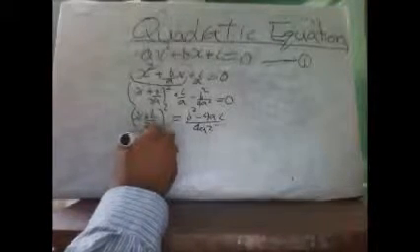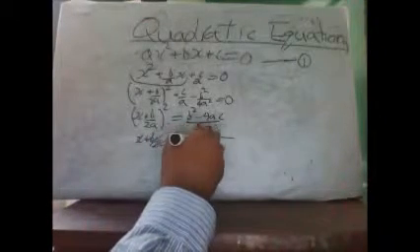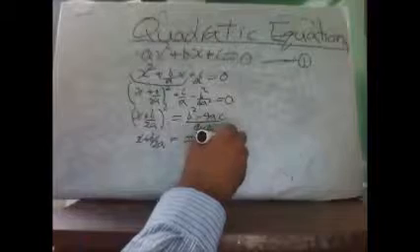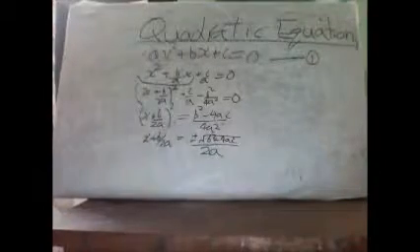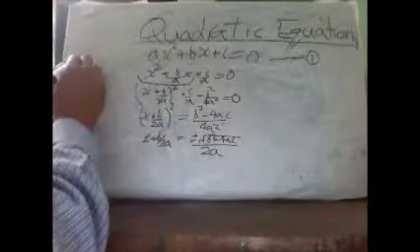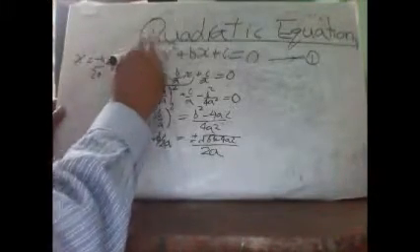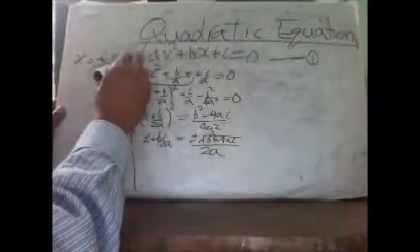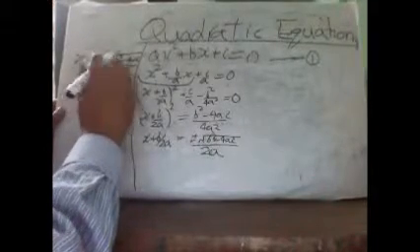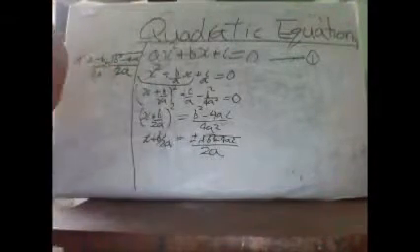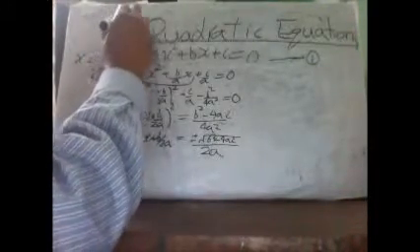Taking the square root of both sides, we get x plus b by 2a is equal to plus minus root of b square minus 4ac upon 2a, which gives us x is equal to minus b by 2a plus minus root of b square minus 4ac upon 2a. Now this term, b square minus 4ac, is called the discriminant.